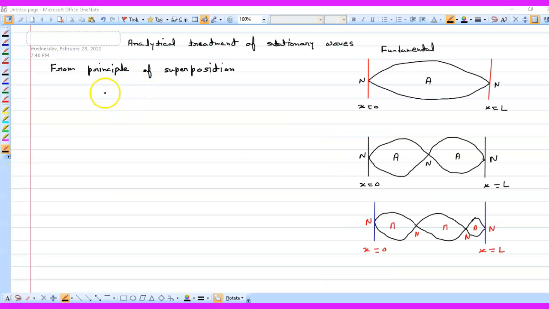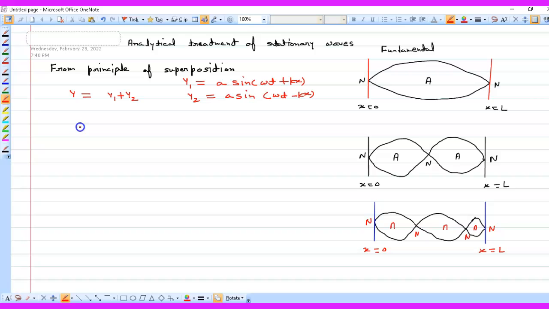From the principle of superposition we know that y is equal to y1 plus y2. Both are progressive waves, and for the given progressive waves, y1 is equal to a sine(omega t plus kx) and y2 is equal to a sine(omega t minus kx).